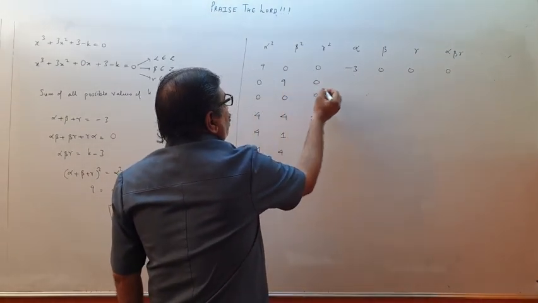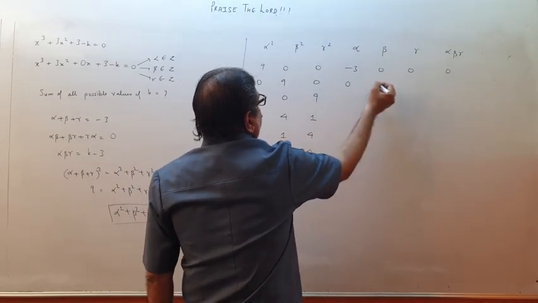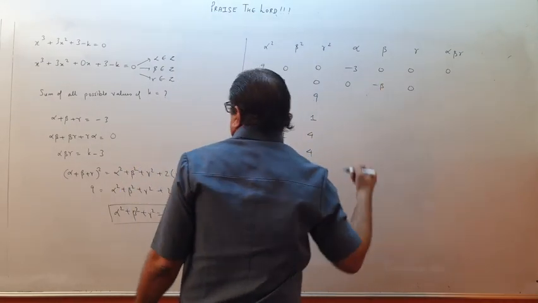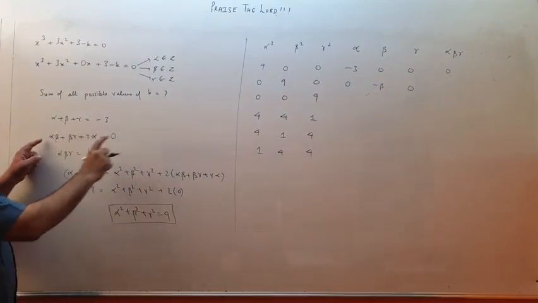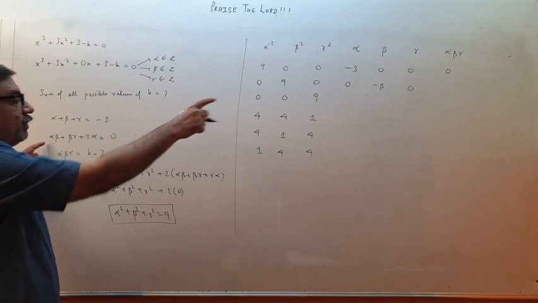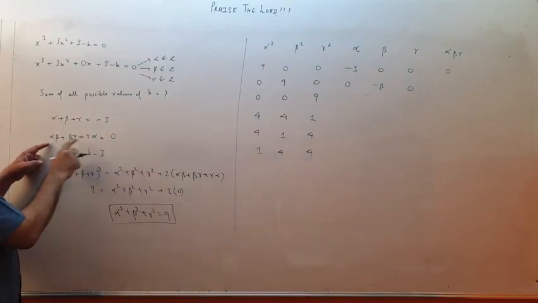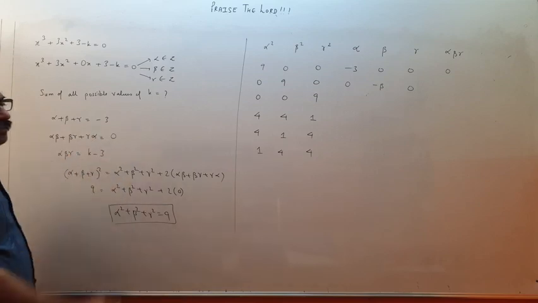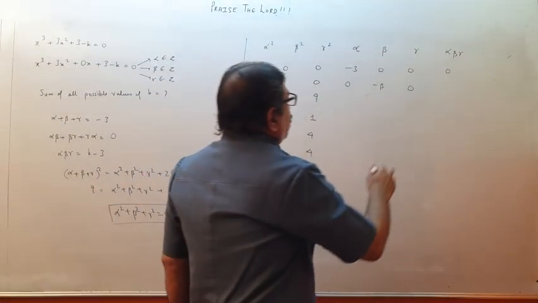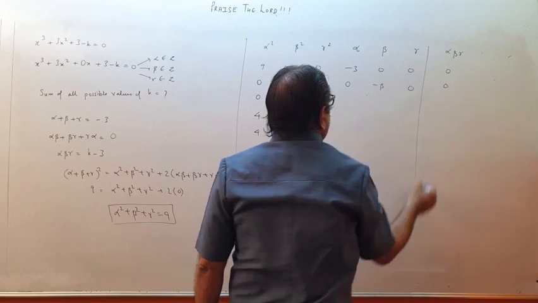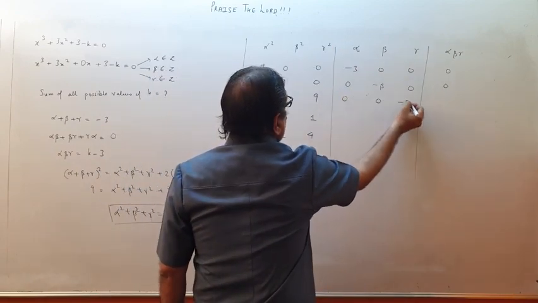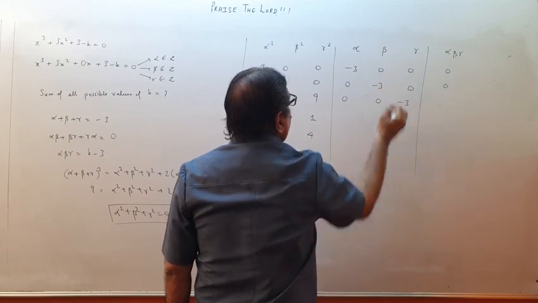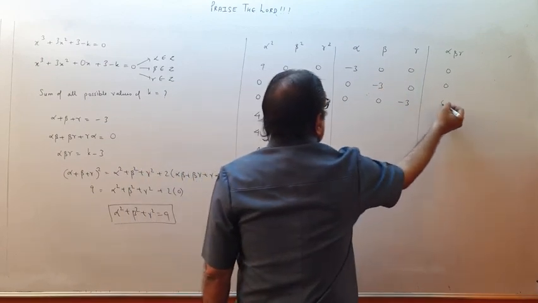Same argument over here. If this is 0, beta square is 9, so beta has to be minus 3 and this 0. Otherwise, this equation will not be true. Also, please note this equation has to be true. When I choose alpha is minus 3, beta is 0, gamma is 0, this is coming out to be 0. You can see alpha beta is 0, beta gamma is 0, and alpha gamma also 0. So in this case also alpha, beta, gamma is 0. Then if I take over here 0, 0 and minus 3, again this is 0.